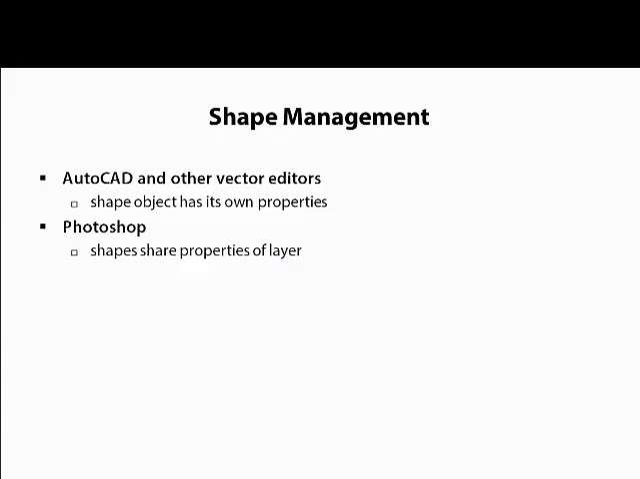Photoshop does vector drawing a bit differently than most other editors, probably because of its origin as a bitmap editor. In an editor like AutoCAD, each shape is an independent object with its own set of visual properties, and you can put as many of these shapes and anything else on a layer as you want. In Photoshop, it is the shape layer that has the visual properties, not the shape itself.